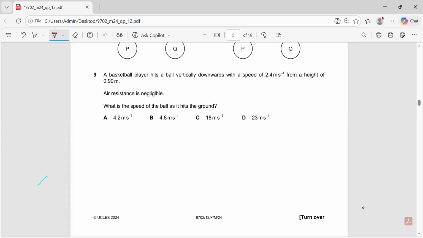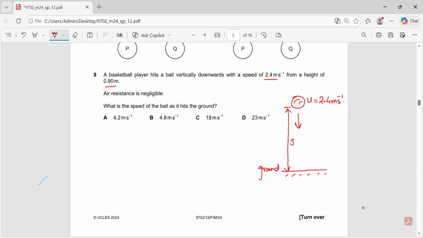Question number 9. A basketball player hits a ball vertically downwards with a speed of 2.4 meter per second from a height of 0.9 meters. So let's say there is a basketball and it is going to hit the ground. This is the ground, and this basketball is going to move down. So what is the initial speed with which it is moving? It is moving with 2.4 meter per second. It says the distance of the ball from the ground.